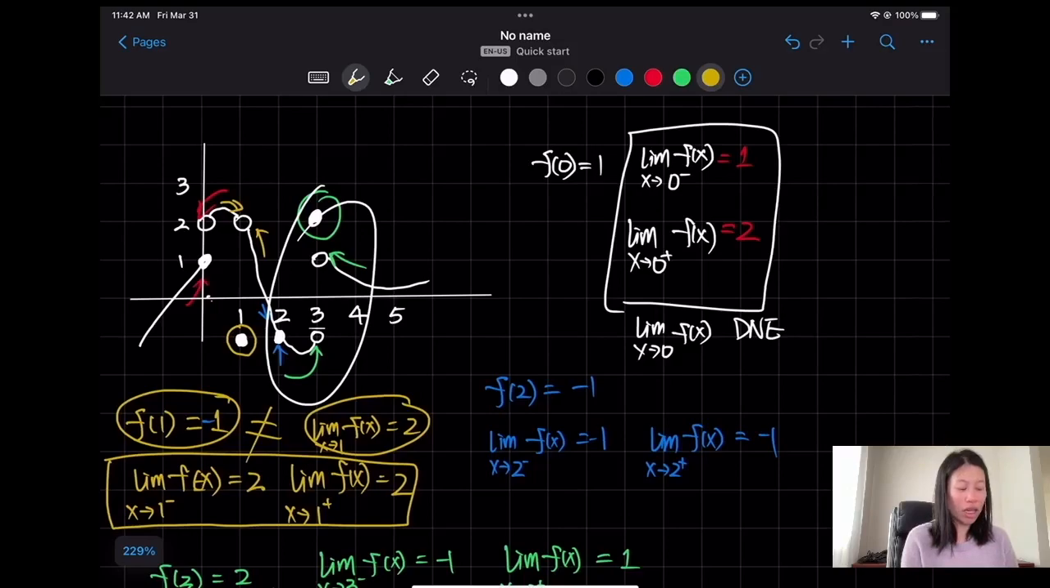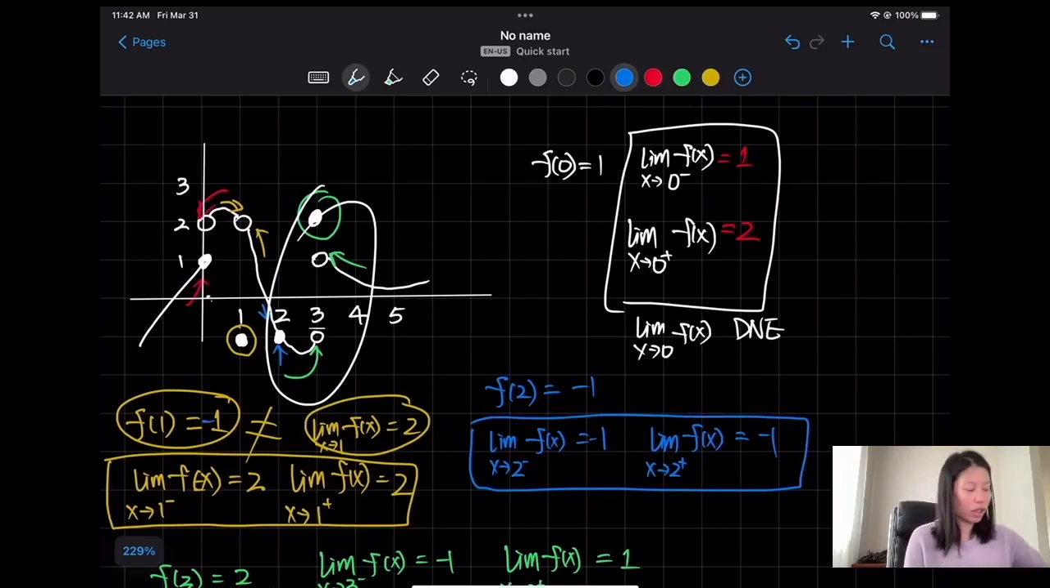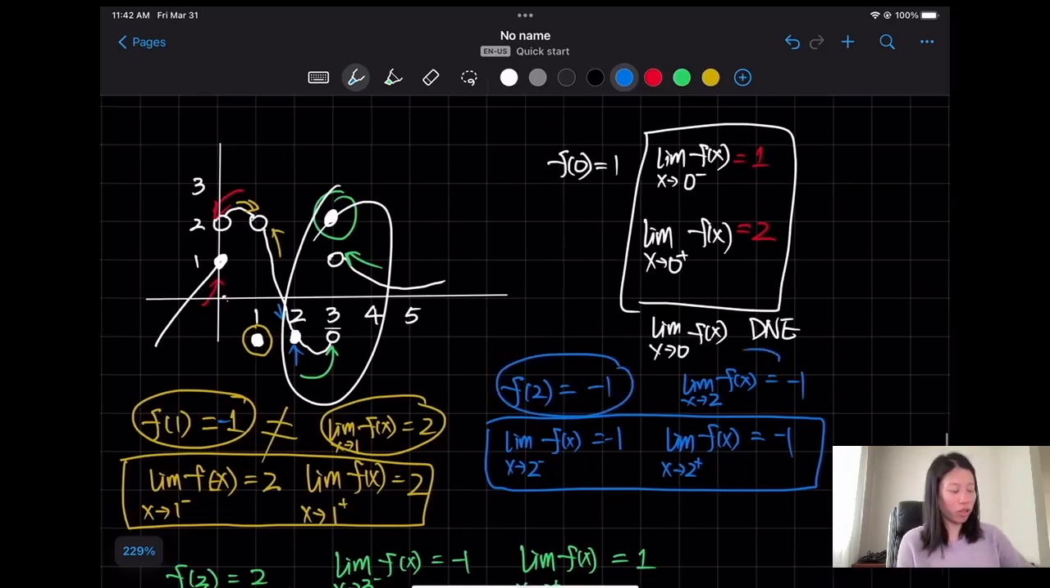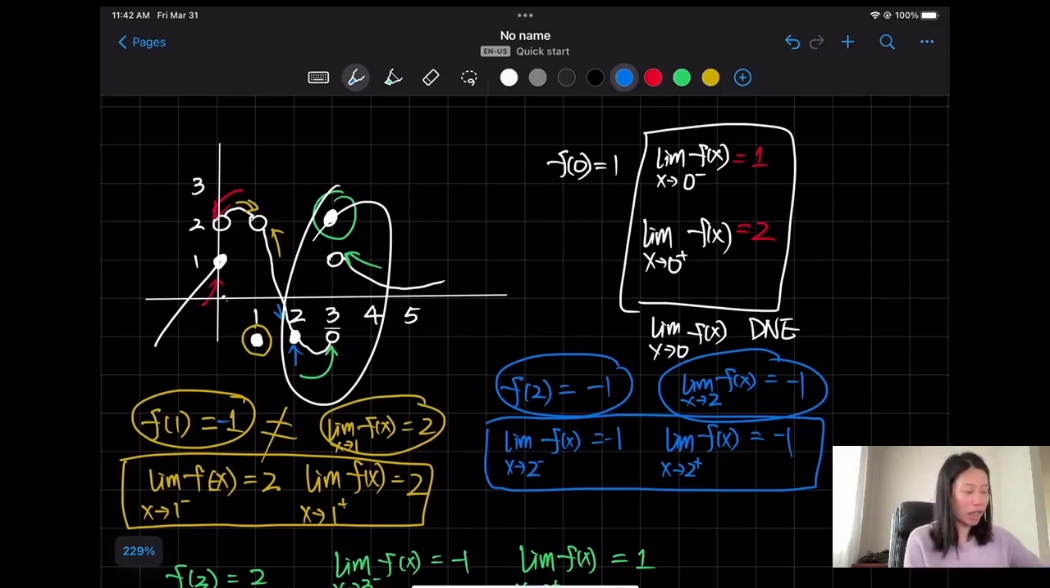Now let's look at x equals 2. The first thing we want to examine is whether there is a limit. Since the left limit and the right limit are equal, I can conclude that the limit as x approaches 2 is equal to negative 1. Also, the value f of 2 equals negative 1, which is equal to the limit as x approaches 2. So that means the function at x equals 2 is continuous.